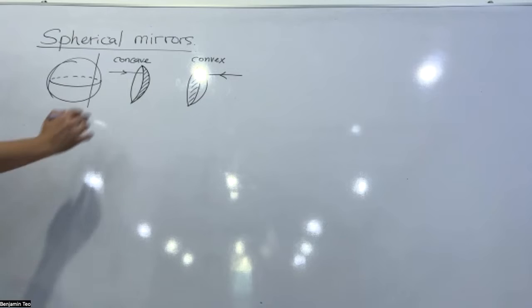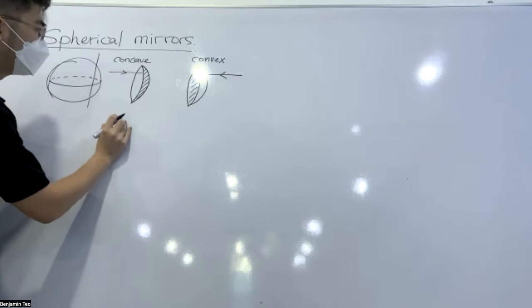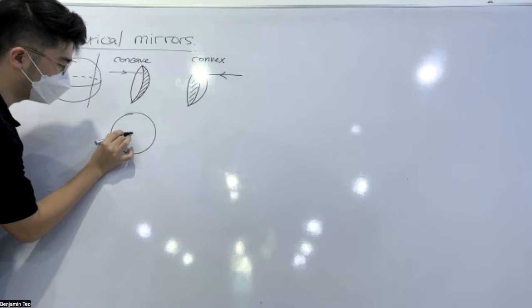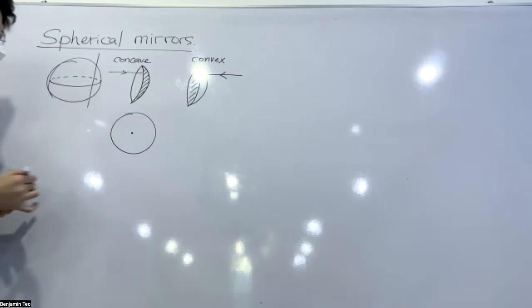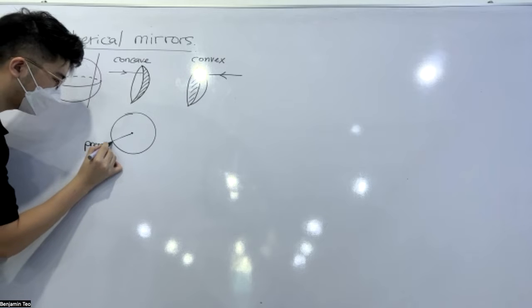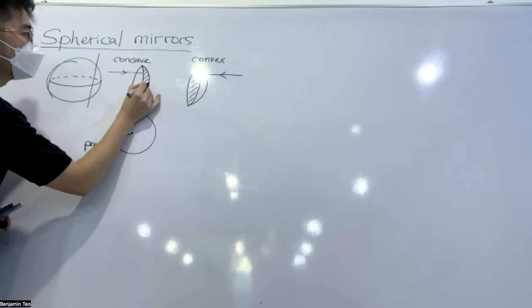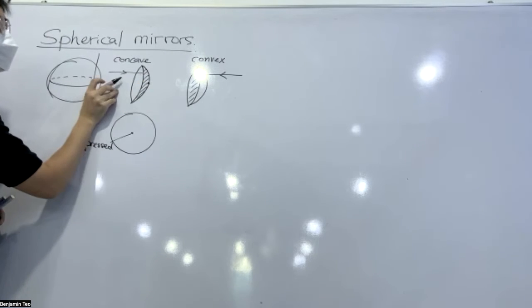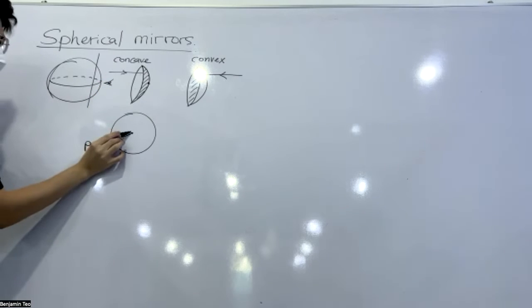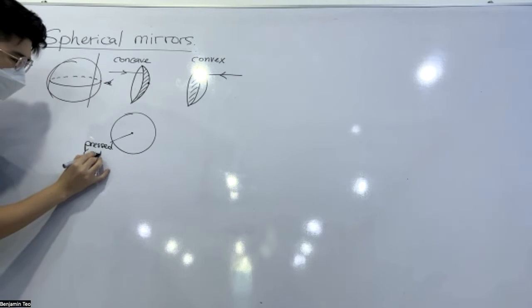Okay. Now, if I view from the front, this is the front view, and then you see the center of the mirror. This center is being pressed inward. Right over here, this is the center. If you see from here, it is being pressed inward. This we call the pole of the mirror.